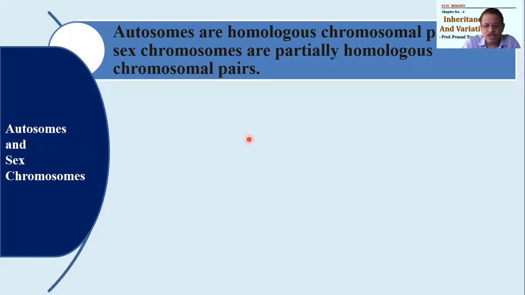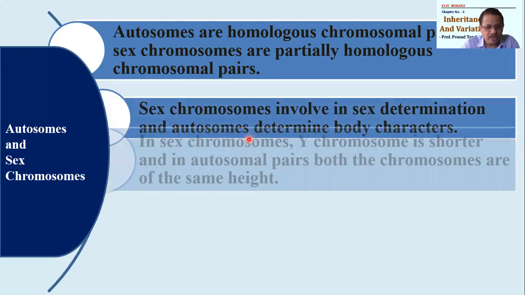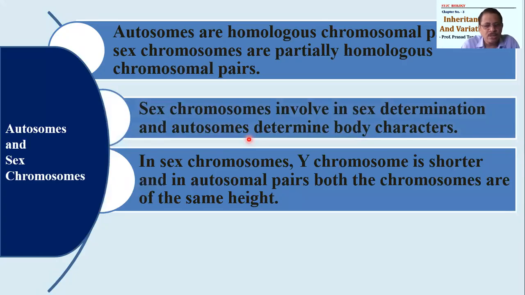Then second we have to understand is sex chromosomes are involved in formation or determination of sex, whereas autosomes are not involved in determination of sex. That is a comparison we are making now between sex chromosomes and autosomes. This is one more category where we can distinguish or divide the chromosomes into certain groups like sex chromosomes and non-sex chromosomes. In case of sex chromosomes, Y chromosome is shorter, and in autosomal pairs both the chromosomes are of equal length. तो ये एक और difference है.